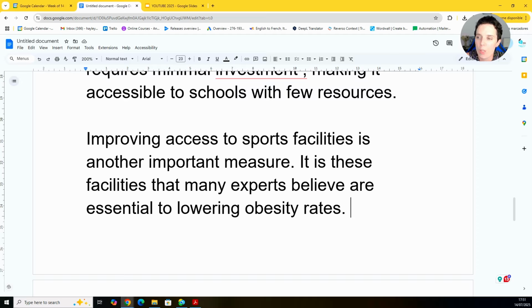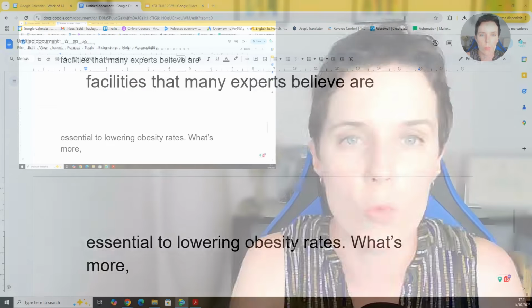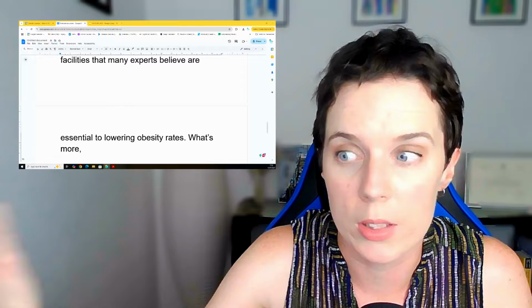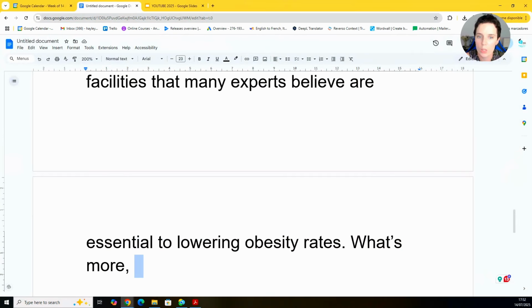So improving access to sports facilities is another important measure. It is these facilities that many experts believe are essential to lowering obesity rates. What's more, linking words. So I need to say when students have it, they're more likely to actually use it, right? Because obviously if you don't have access to gyms, how are you supposed to exercise? So let's say if they have access, they're more likely. That's going to be my next point.